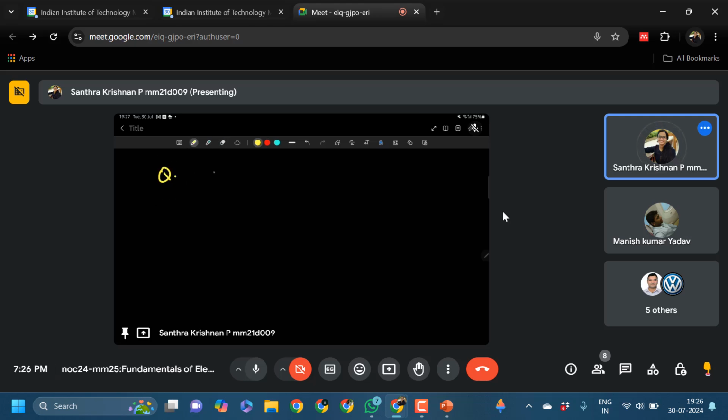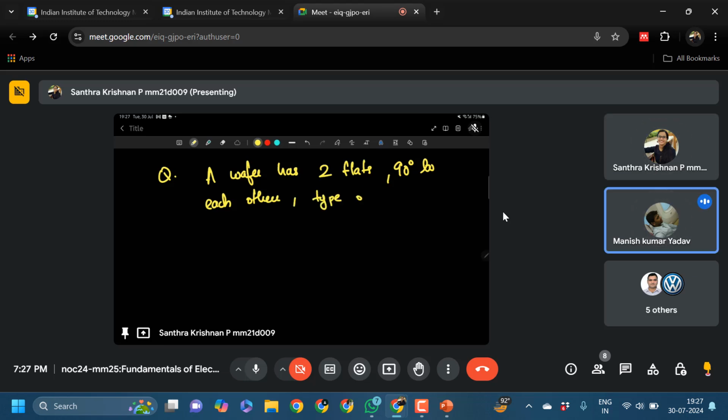So a wafer basically has two flats, 90 degrees to each other. What type of wafer is it? P100. Yeah, basically it's P100.